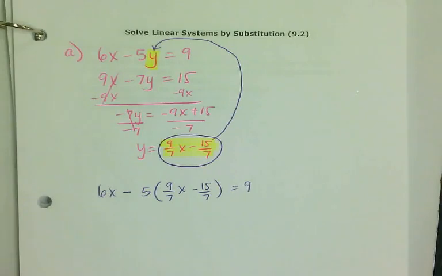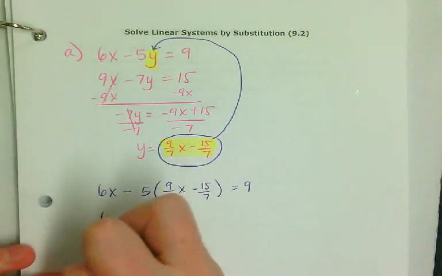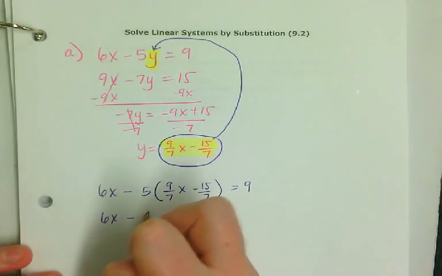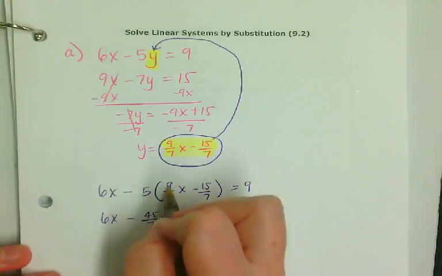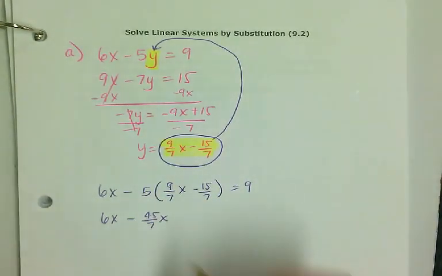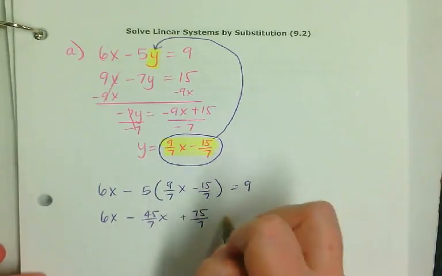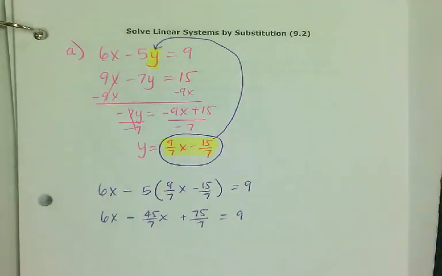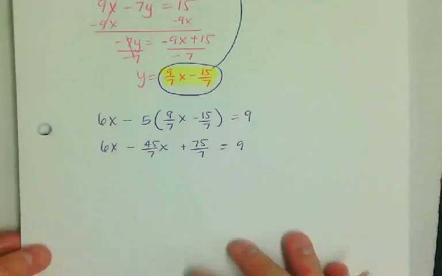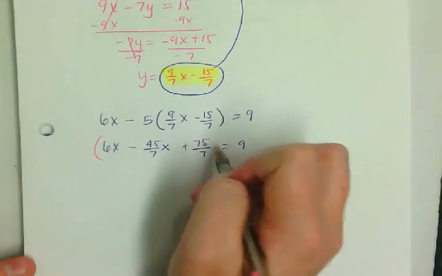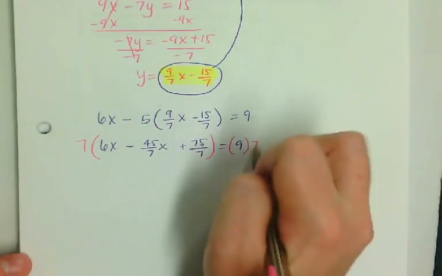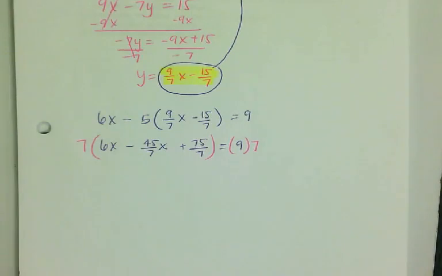So I can go through and distribute, and it looks a little bit ugly here, but we're going to have 6x minus 45/7 x, because 5 times 9 is 45. And then we're going to do 5 times 15, and it's 75, so 75 over 7 equals 9. And again, still ugly, but we learned how to clear fractions this year. So if we were to come in here and multiply by our denominator, which is 7, we end up with some pretty decent things.